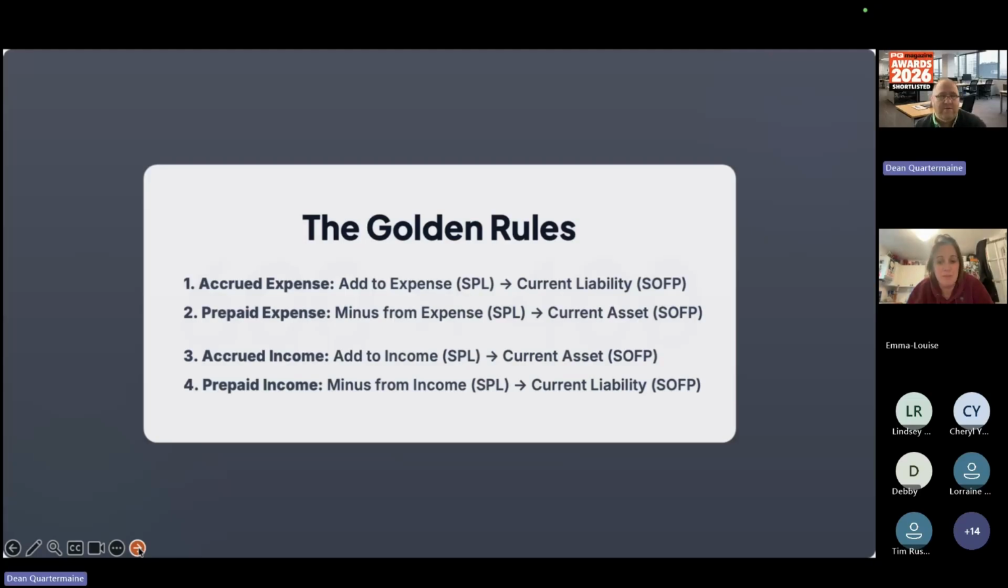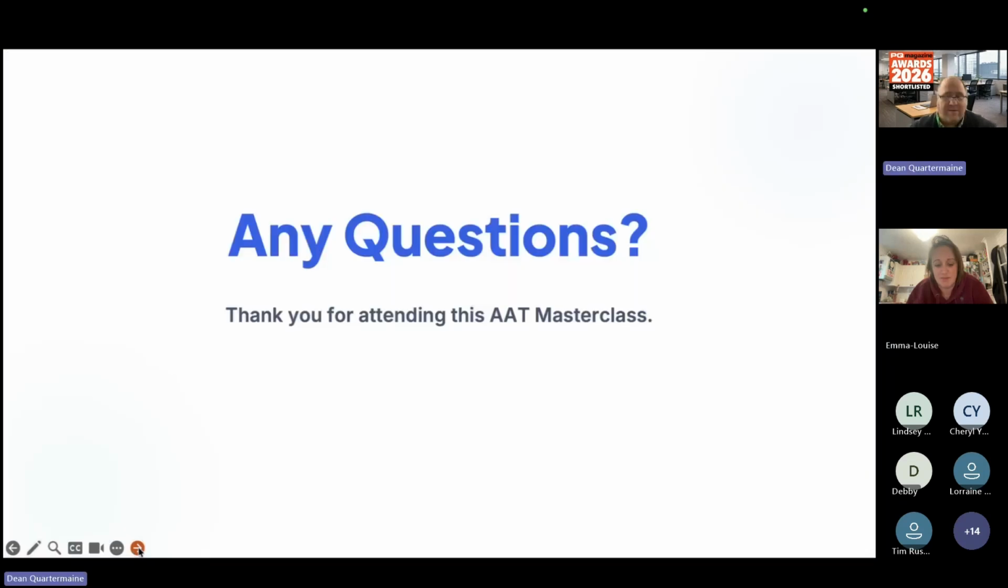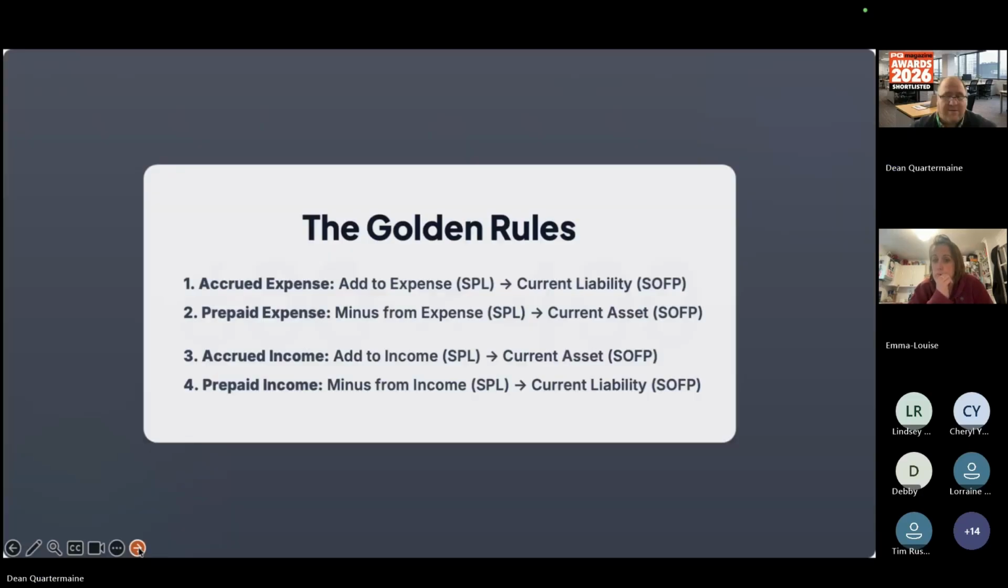So really, that slide's the key one. If you can remember that and what to do with it, then you've nailed accruals and prepayments. If you can remember what to do with accrued expenses, prepaid expenses, accrued income and prepaid income, and you remember you need to reverse it on the first day of the following period, you know everything you need to know about accruals and prepayments.